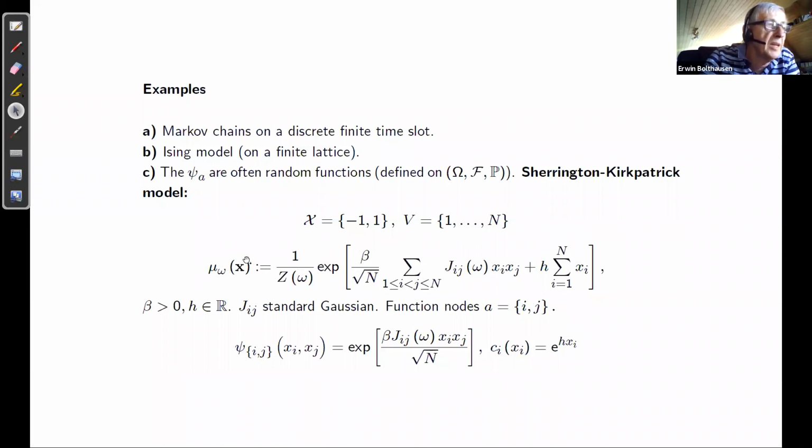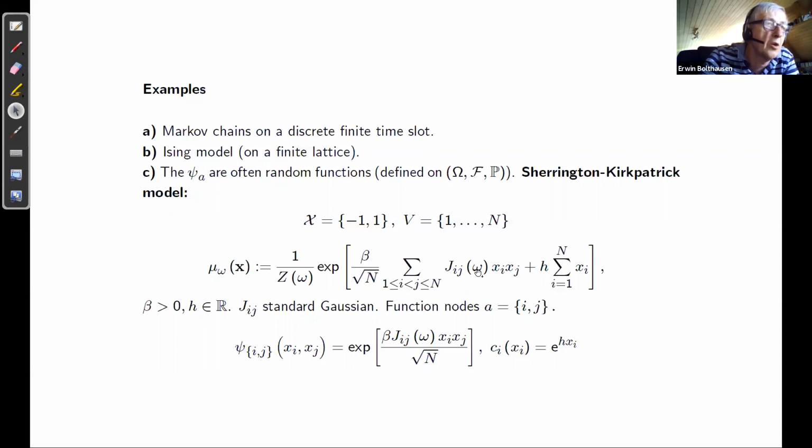I just write down what the measure is. I'm taking an element x in {minus 1, 1} to the power n, with components xi. There is a prefactor with the parameter beta, in physics jargon the inverse temperature. I divide by square root of n; it turns out that this is the right choice. Then I have interactions between xi and xj for every pair i and j, given by some coefficients. If they were just fixed coefficients, it would perfectly fit our picture here, but they are now assumed to be random variables.